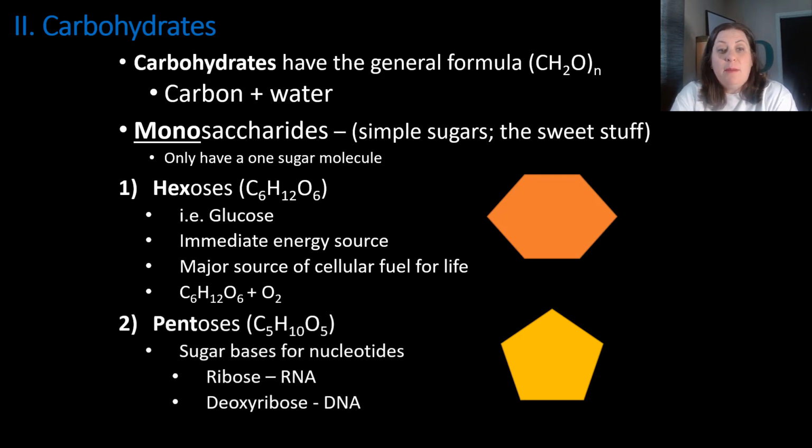This next one are called the pentose sugars. These normally are C5H10O5. They have 5 sides to them. These sugars are really important in the building block of nucleotides. Nucleotides are going to have ribose sugar if they are RNA nucleotides, and they're going to have deoxyribose sugar if they are DNA nucleotides. If you'll notice, glucose, ribose, deoxyribose, they all end in ose, and so a good rule of thumb is if it ends in ose, it is a type of sugar.